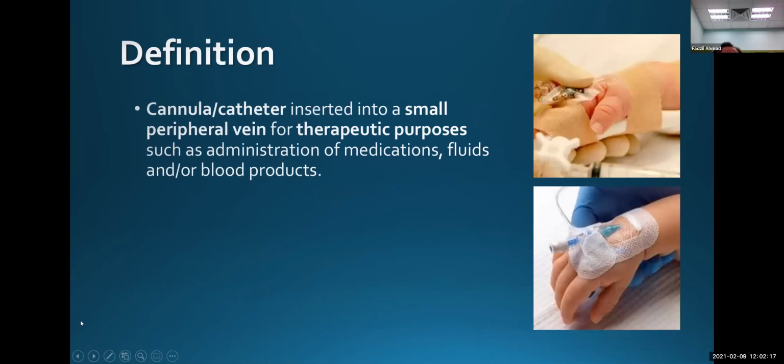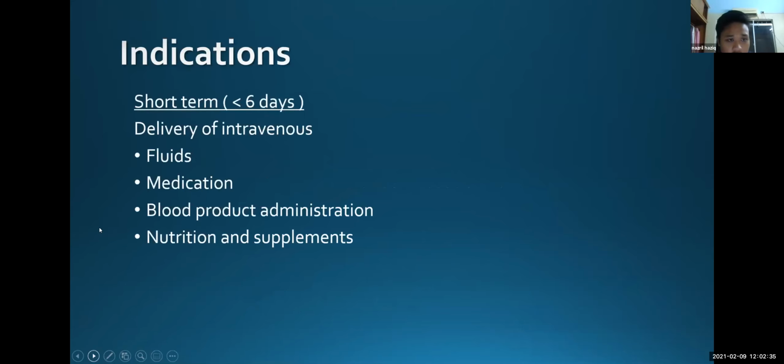Okay, by definition, as you can see from the picture, it is a cannula or catheter inserted into a small peripheral vein for therapeutic purposes, for example, administration of medication, fluids, or blood products. For indication, for peripheral, usually it is for short-term indication, which is delivery of intravenous fluids to replace and maintain fluid. Example, when the patient is having diarrhea, that may lead to fluid loss.